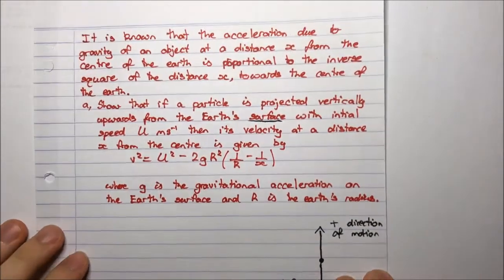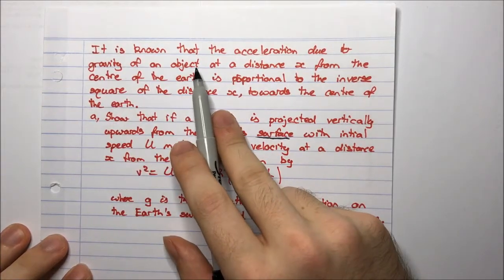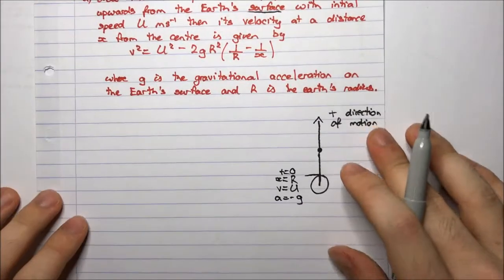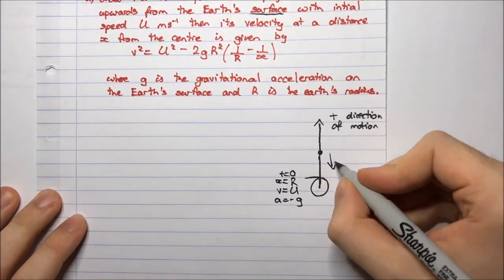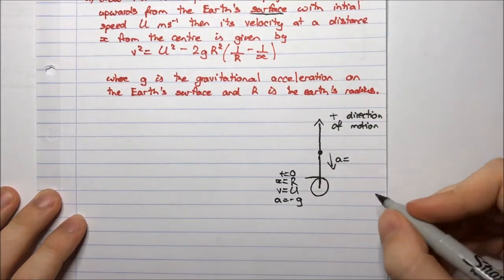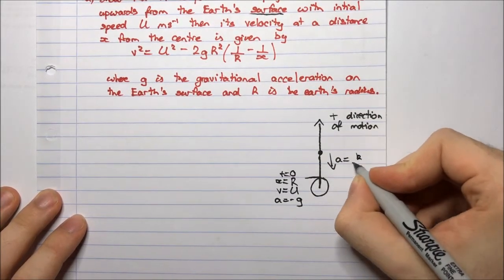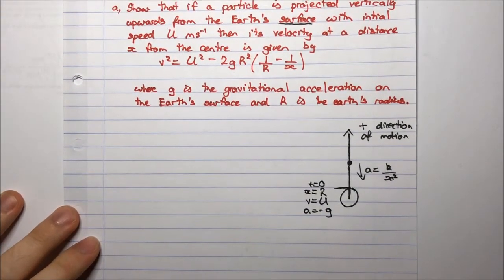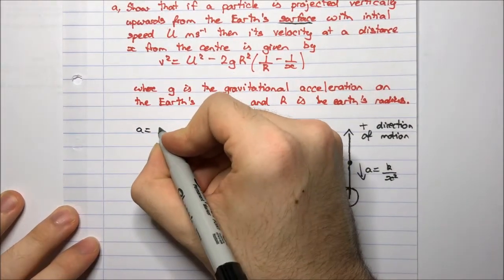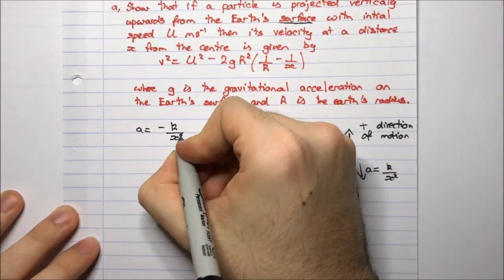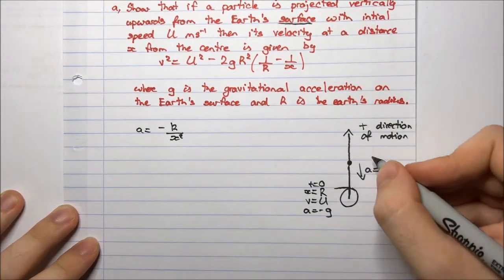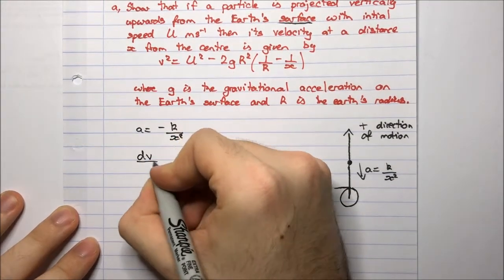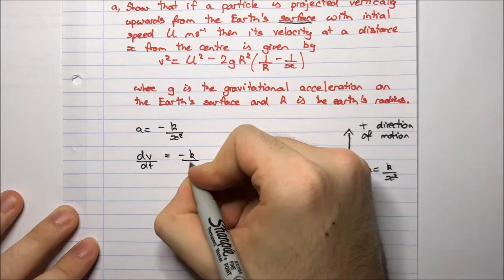And I'm told also that the acceleration due to gravity of an object at a distance x from the center of the Earth is proportional to the inverse square. So that means that the acceleration at any distance x is going to be equal to k over x squared. Great. So I can write that my acceleration is going to be minus k on x squared. We have a minus because our direction of motion is up and our acceleration is down. Okay, so dv on dt equals minus k on x squared.